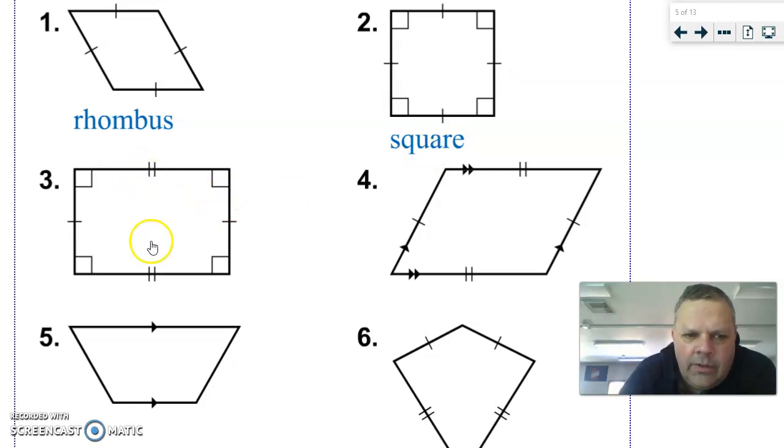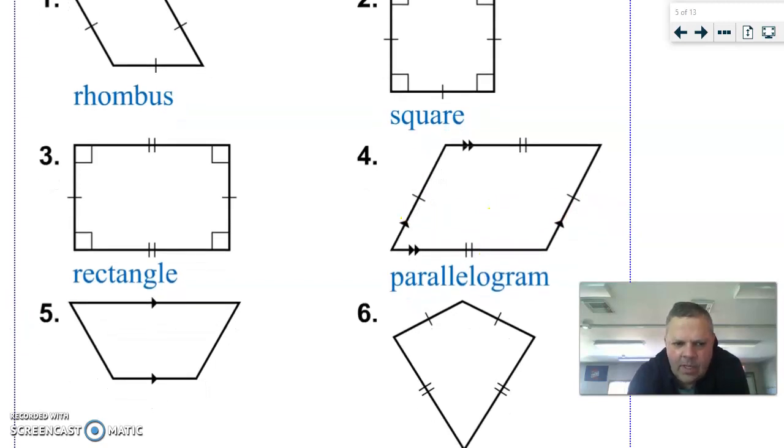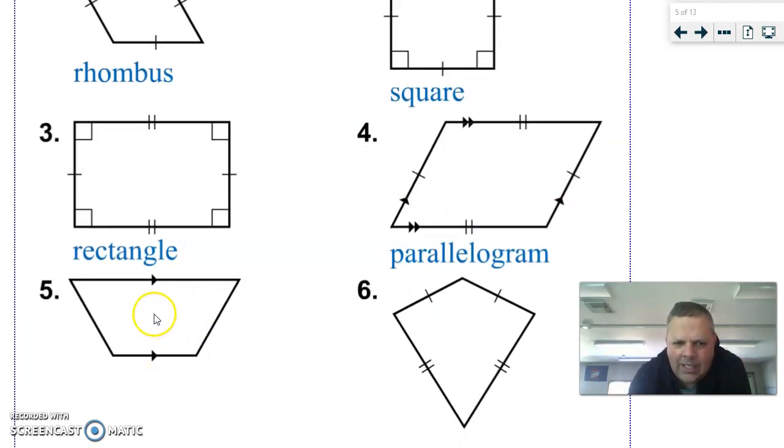The opposite sides are congruent. 4 right angles, which makes that a rectangle. In this one, we have opposite sides are congruent and opposite sides are parallel. That is a parallelogram. And the last two, we have one set of parallel lines, which makes that a trapezoid. And in this last one, we have adjacent sides that are congruent and opposites are not congruent, which makes that a kite.